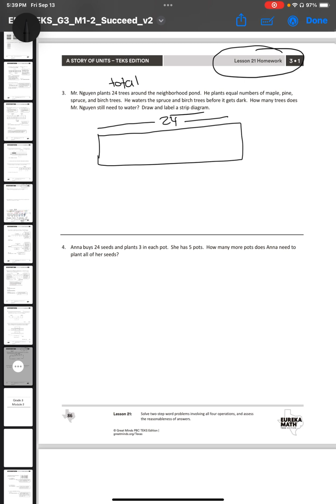It says he plants equal numbers of maple, pine, spruce, and birch. To me, that's going to be my number of groups. I'm going to make a section for every type of tree, and I'm going to even label it maple, pine, spruce, and birch.